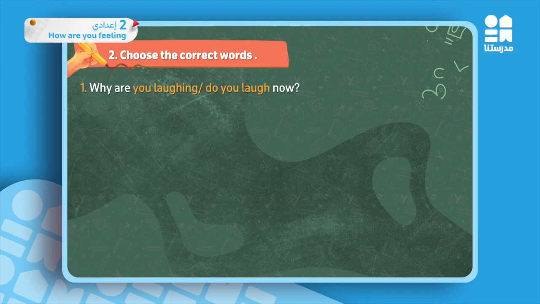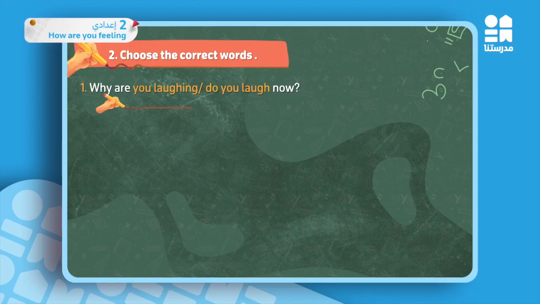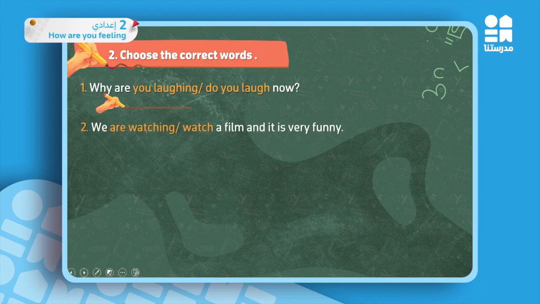Circle now or highlight now. Yes, can you remember this keyword is from which tense? Present simple or present continuous? Exactly, this is the one we mentioned on the glass board. It's for the present continuous, that's why we choose are you laughing, okay? And because we have are, yes, it should be with ing. And then, we are watching or we watch a film and it's very funny.